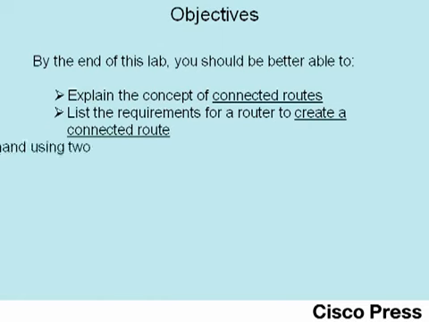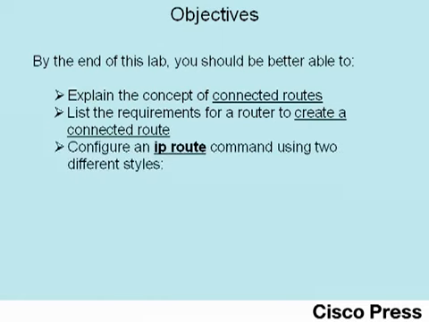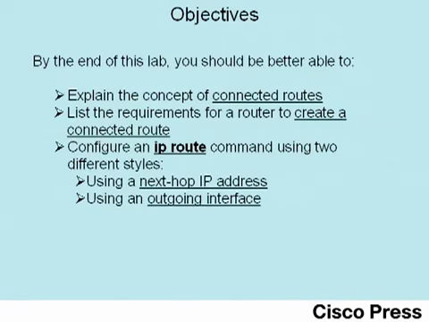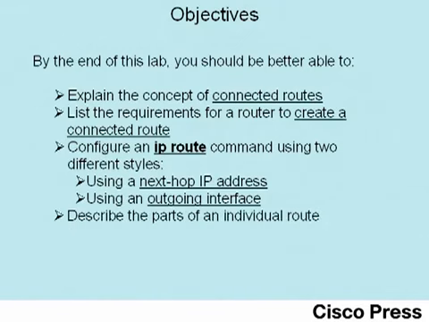You should also know a lot more about the IP route command, which a router uses to configure static routes. In particular, you'll be able to better configure it using both the next hop IP address option as well as the outgoing interface option. It's just two different styles of configuring a static route. Along the way, the video will describe the parts of an individual route, in particular the output that you see in the show IP route command.